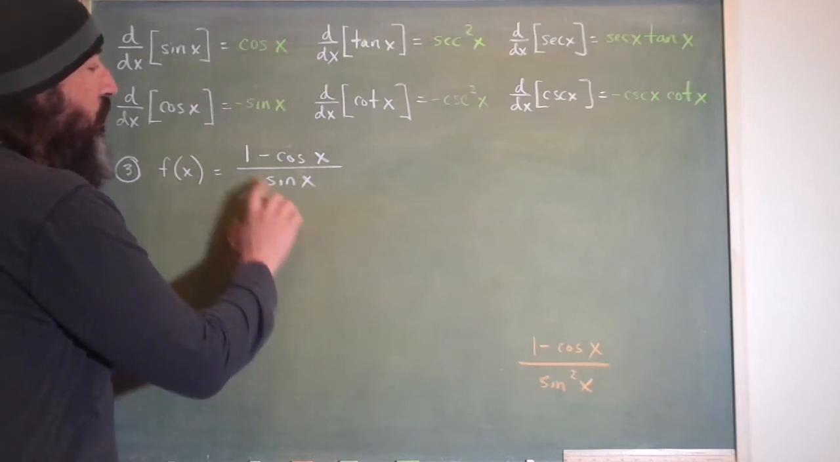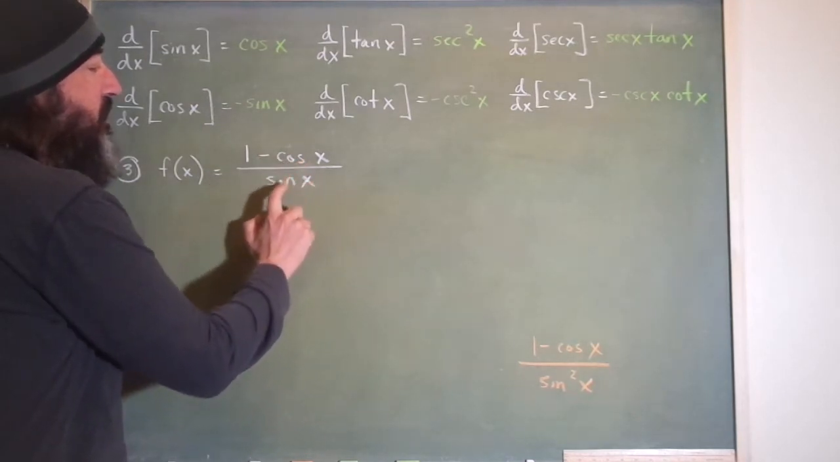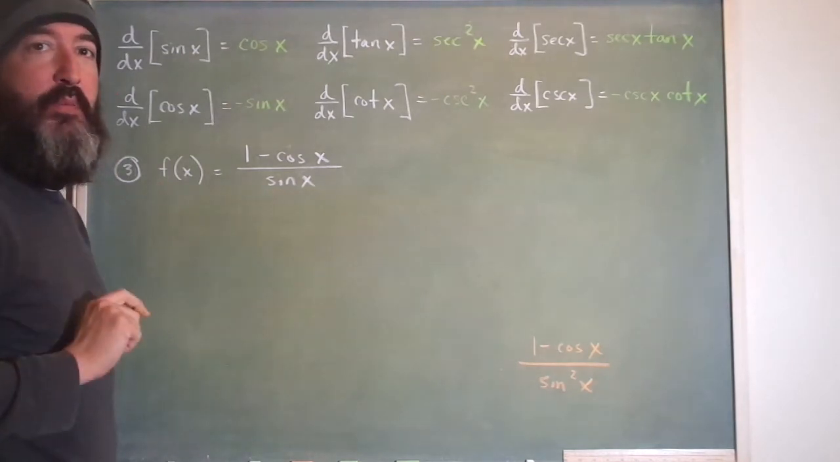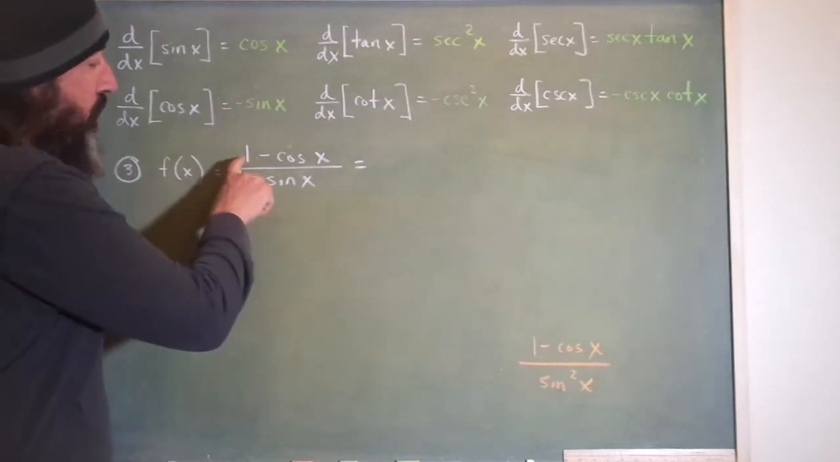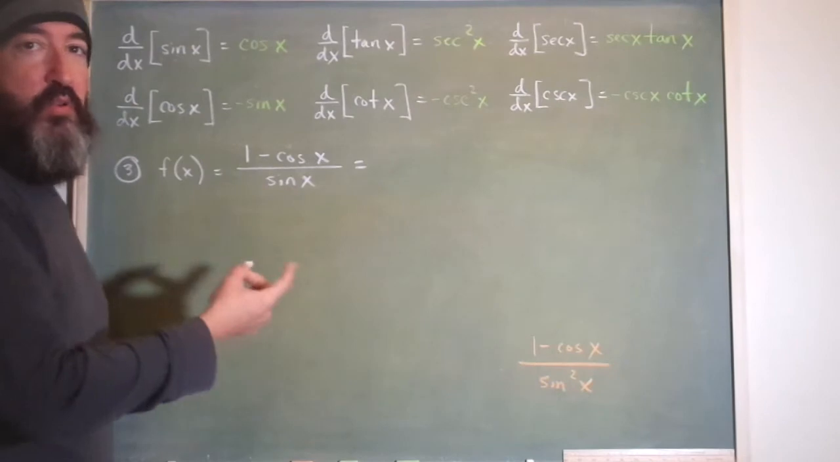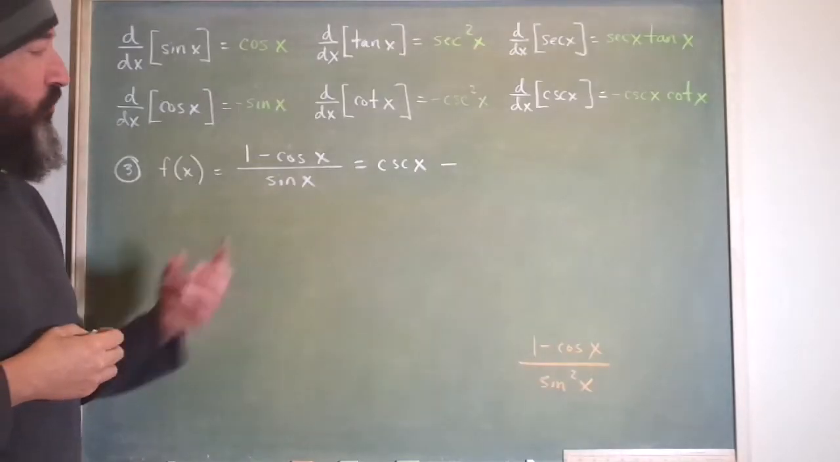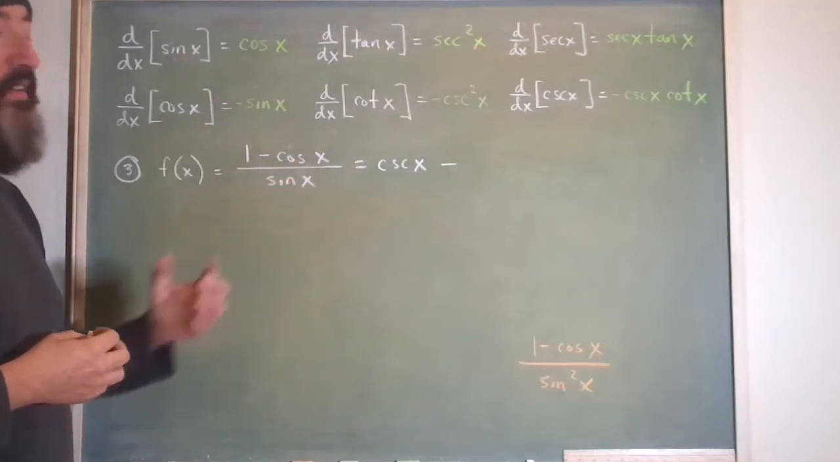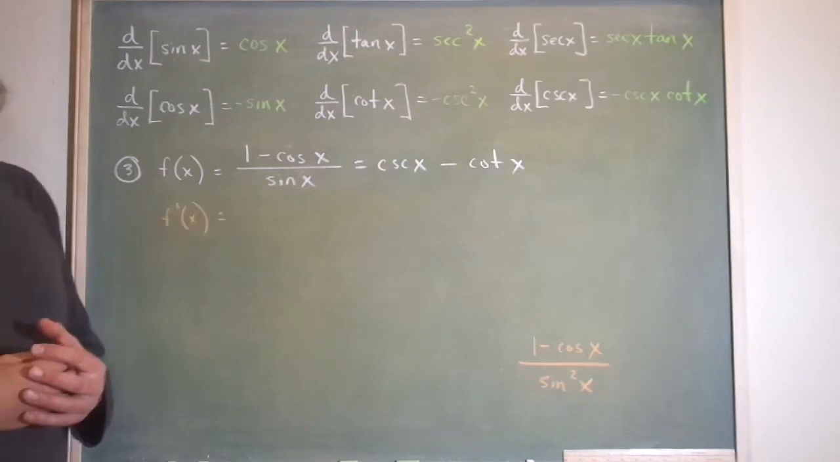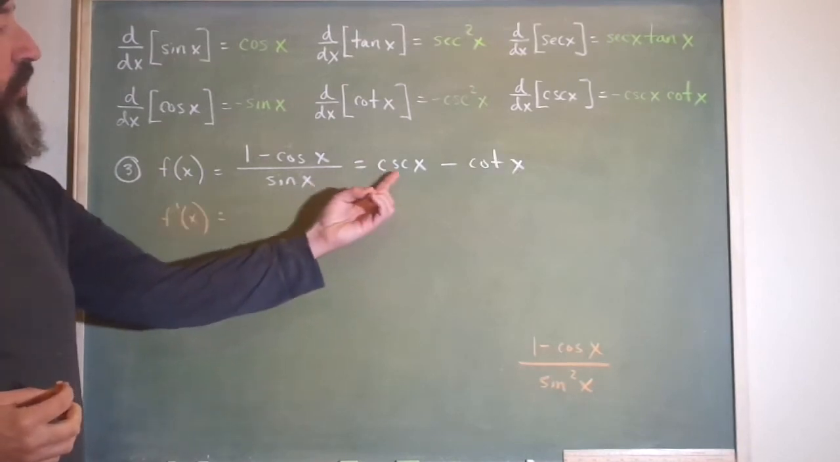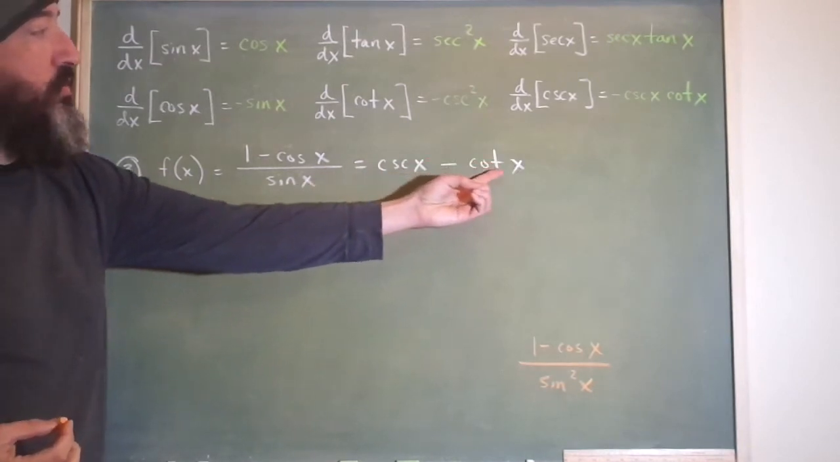Let's rewrite this. 1 minus cosine x divided by sine of x can be rewritten. You see, 1 divided by sine of x is cosecant of x. And of course, cosine of x divided by sine of x is cotangent of x. So let me now get the derivative of cosecant x minus cotangent x.